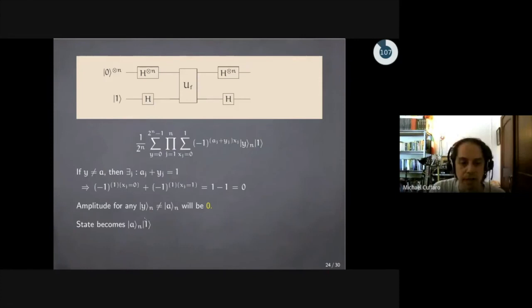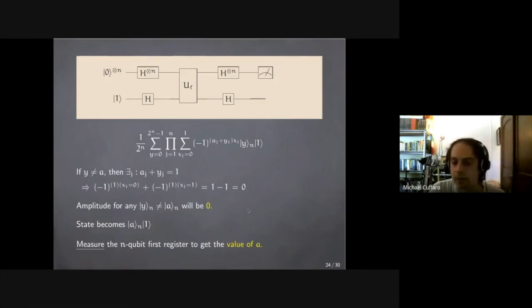And so the state ends up being this one here, essentially. The y just becomes this. And so we can now just measure the n-qubit first register, and that will give us the value of a. Okay, so that's the way the Bernstein-Vazirani algorithm works.